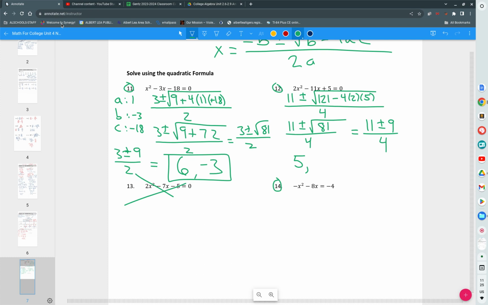If you notice my next one, 11 minus 9 is 2. And 2 divided by 4, how should I write that? 0.5 or 1/2. I'd accept either answer on the test. So you can come up with fractions as an answer.